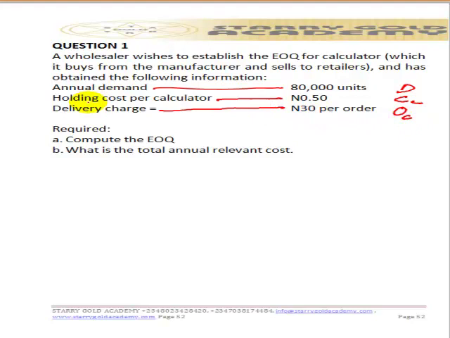Now it is important to emphasize at this point that sometimes the carrying cost or holding cost, as it is also known, may not be given in values. The examiner may provide this in percentage. Where carrying cost is given in percentage, it should be taken as a function of the purchase price. So if it is given in percentage, you will look for the purchase price. In this case, the question asks us to calculate the EOQ and the total annual relevant cost.